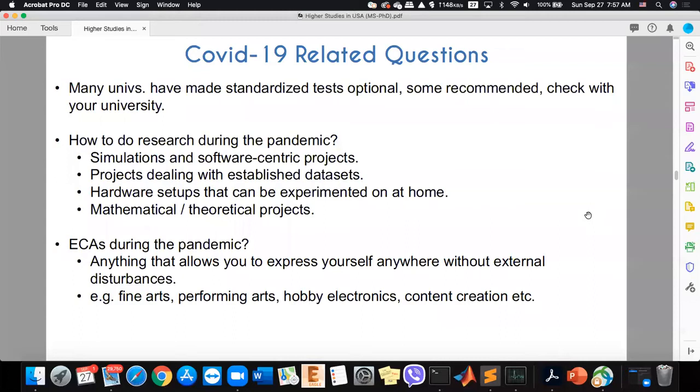And the fourth thing that I have seen people do is instead of doing all this applied stuff, people go into the maths and theoretical projects, for example, optimization and those sort of stuff. So those are also fine.